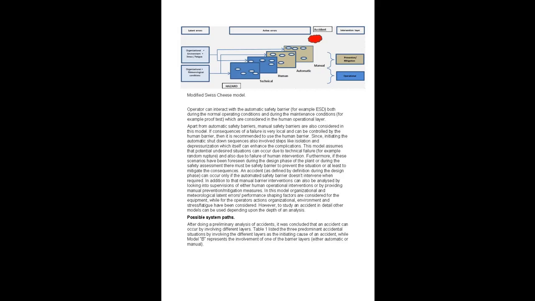This model assumes that potential undesired situations can occur due to technical failure, for example random rupture, and also due to failure of human intervention. Furthermore, if these scenarios have been foreseen during the design phase of the plant or during the safety assessment, there must be a safety barrier to prevent the situation or at least to mitigate the consequences. An accident, by definition during the design phase, can occur only if the automated safety barrier doesn't intervene when required. In addition, manual barrier interventions can also be analyzed by looking into supervision of human operational interventions or by providing manual prevention/mitigation measures.